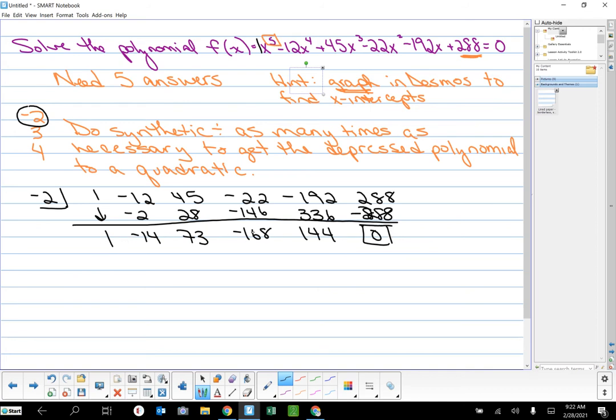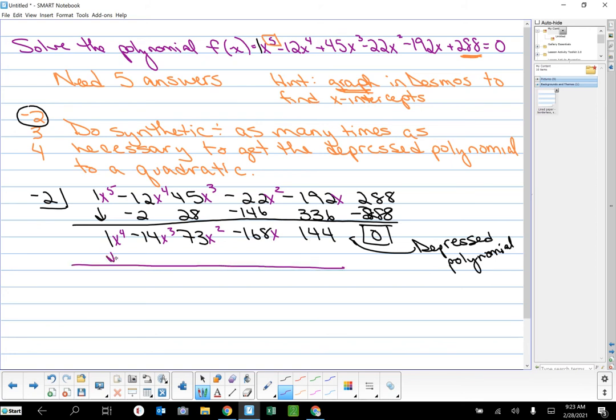Now, this is my depressed polynomial. We haven't done a ton with these, but this started out as x to the 5th, x to the 4th, x to the 3rd, x squared, x constant. This is now x to the 4th, x to the 3rd, x to the 2nd, x constant. We're going to use those values and we're going to do our synthetic division again.